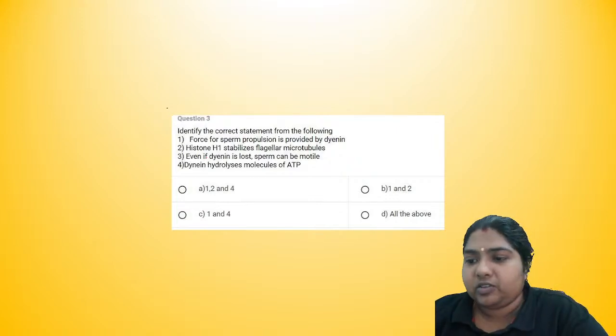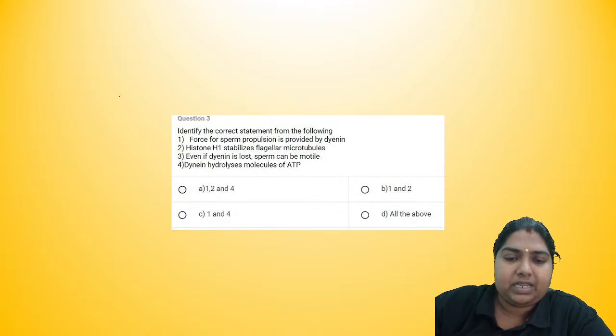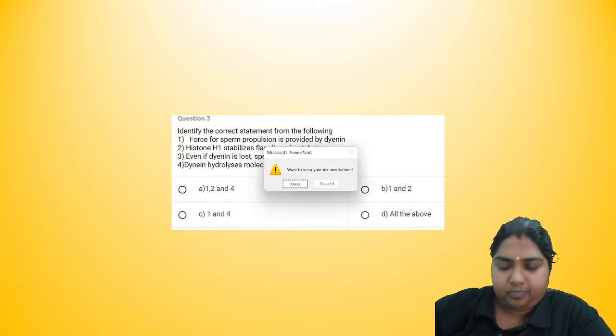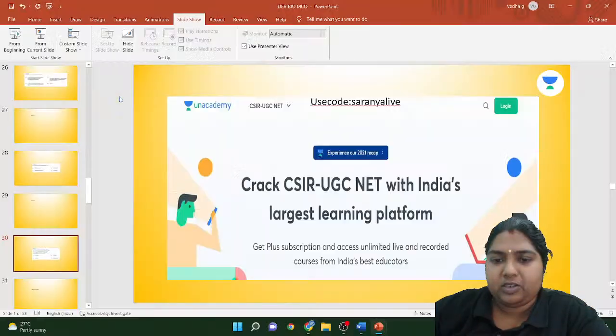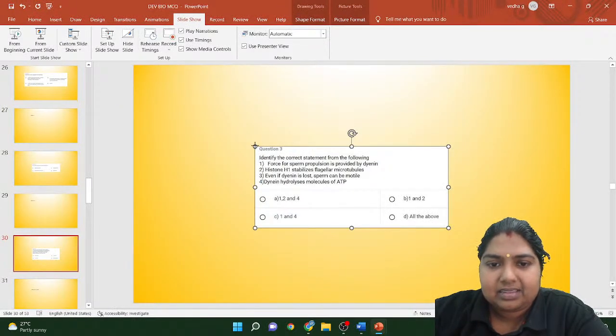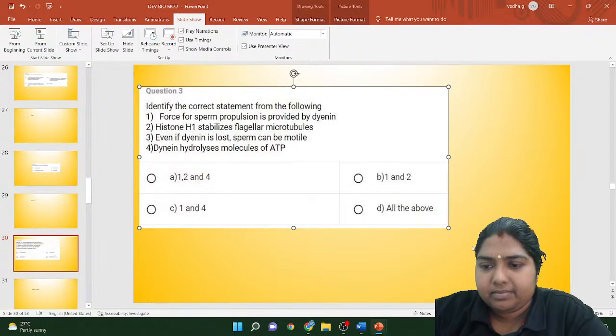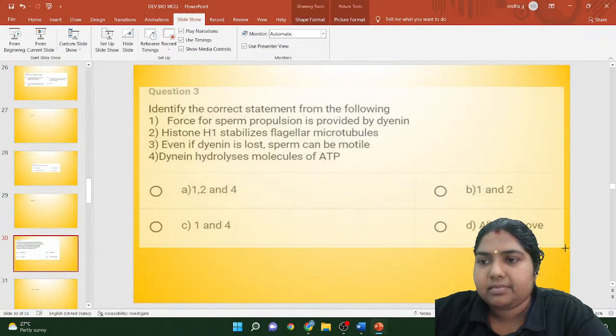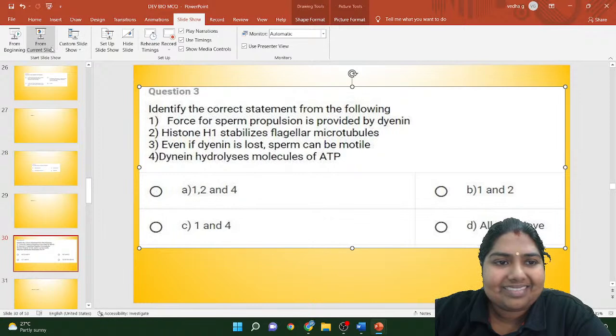This force, is the question visible? Should I zoom it little bit? Wait a minute. I'll zoom it for you. I think it's very small. Okay.